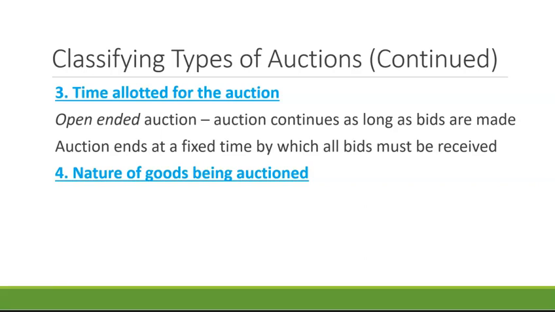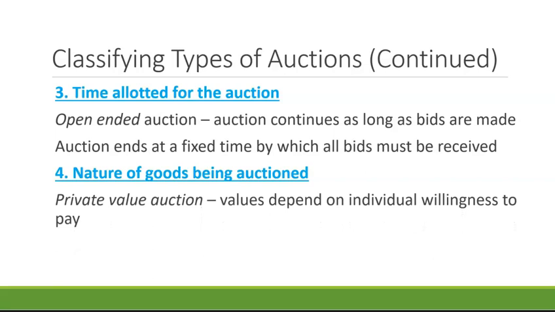A common type of auction is what's called a private value auction. That is, the bidders, the participants in the auction, have their own private valuations, their own private willingness to pay for the object. Imagine, for example, that a rare manuscript by a famous writer is being sold. Well, different people would have different amounts that they would be willing to pay for that.